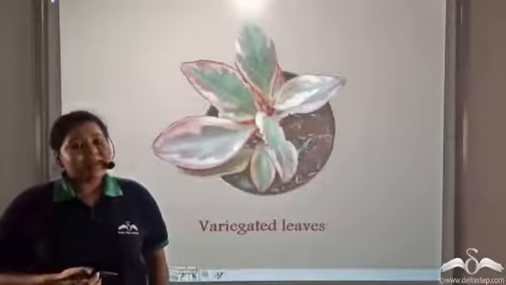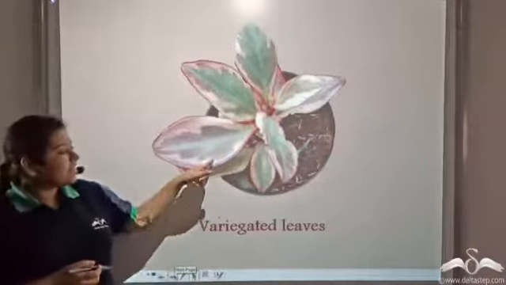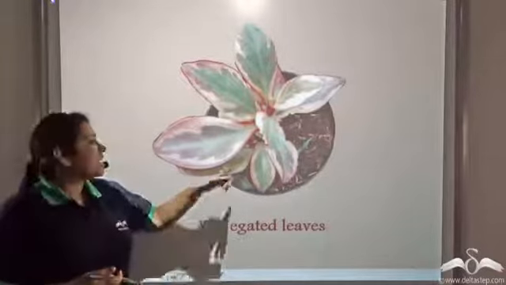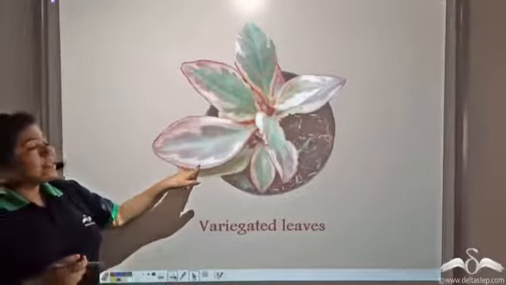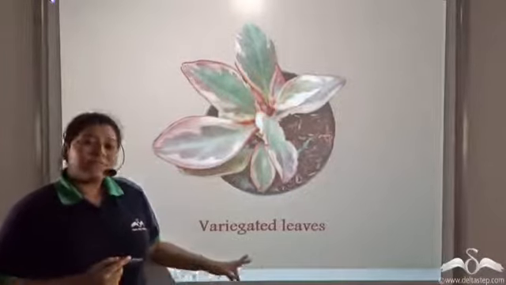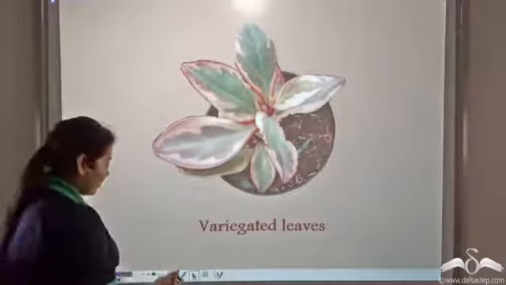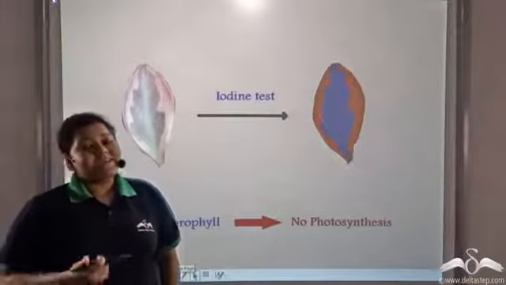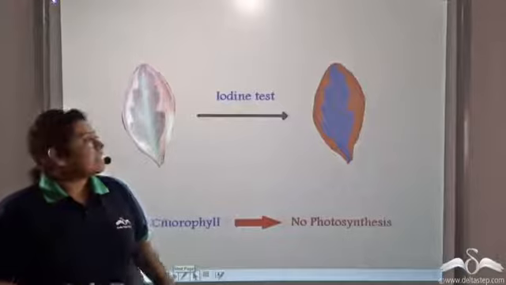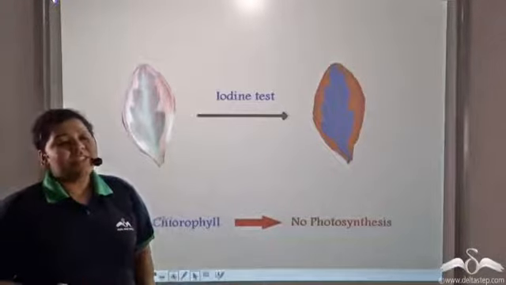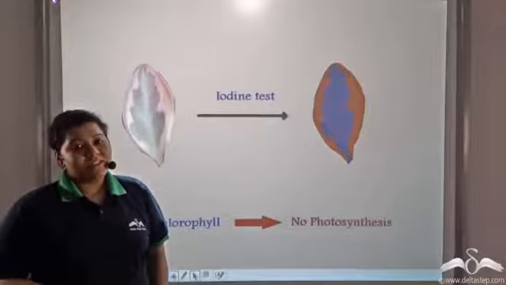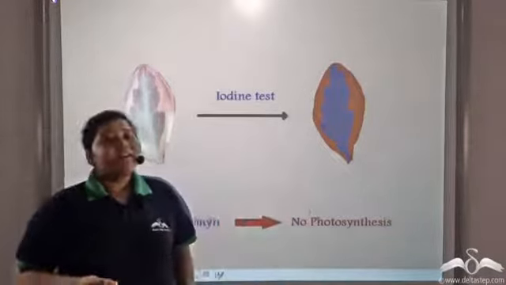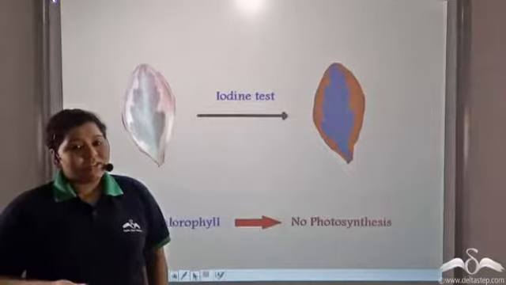Now, have you seen plants like these that have leaves that have some part of it that is green and some part that is non-green? These leaves are known as variegated leaves. Put iodine on it. Now, iodine has a special feature. Iodine gives a blue-black coloration when it reacts with starch and remains its own color, which is a brown color, when there is no starch.